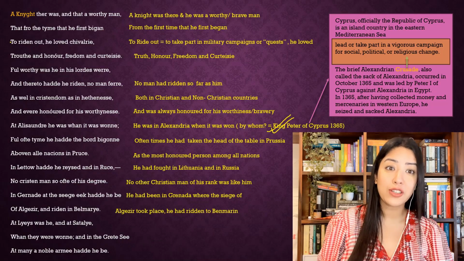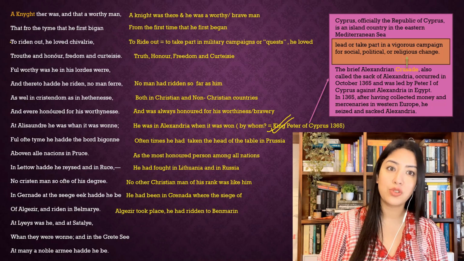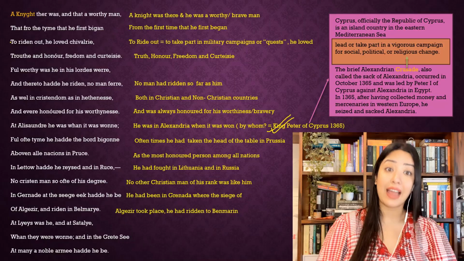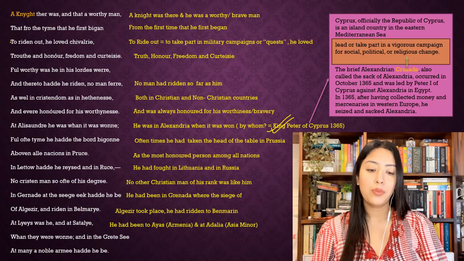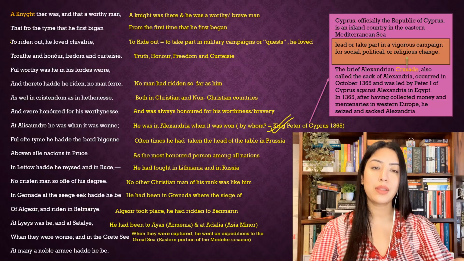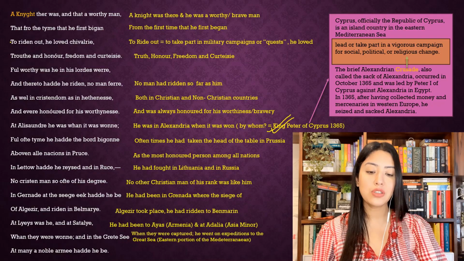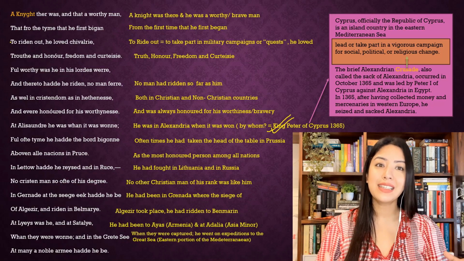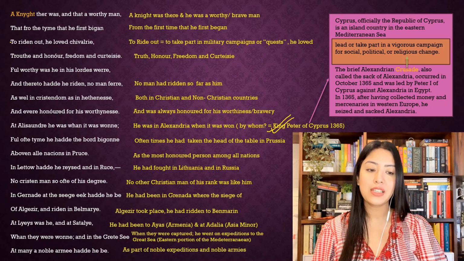Why? Because of his patriotism, right? So this is the point of Chaucer, that this is who the knight was. He was very dedicated to his job. He was passionate about his job as a knight in shining armor. So he had been in Granada, where the siege of Algeciras took place. He had ridden to Benmarin. He had been to Armenia and Asia Minor. He was in all of these places when they were captured. That means he was fighting for his country, right? He went on expeditions to the Great Sea. So, amidst all the uncertainty, he has been a part of all of that. Why? Because of his patriotism. As part of the noble expeditions and noble armies.